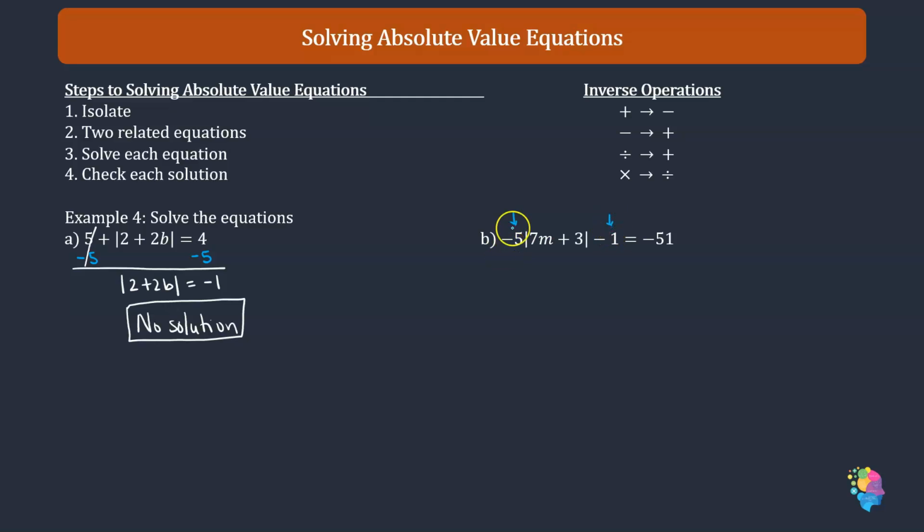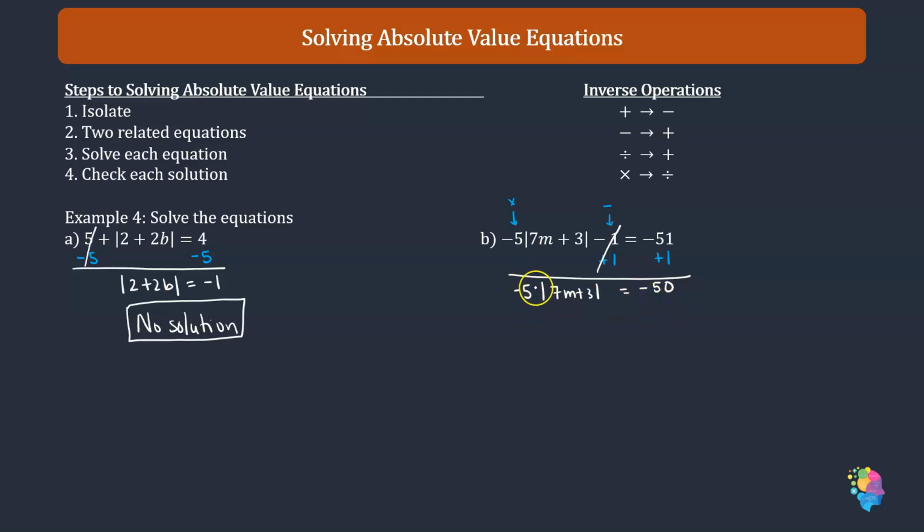One is multiplying and the other one is subtracting. Remember, we move anything that is being added or subtracted first before the multiplication. So we're going to move this +1. Okay, here we go. That goes to 0, and I end up with -5 absolute value of 7m plus 3 is equal to -50. We're not done.